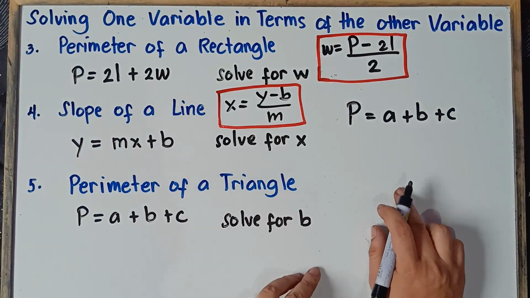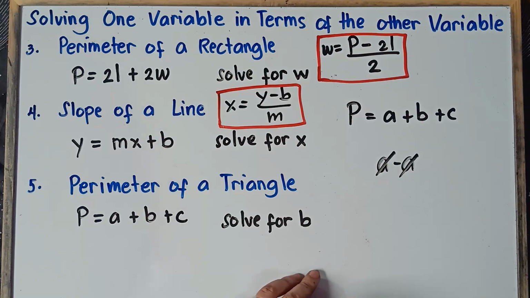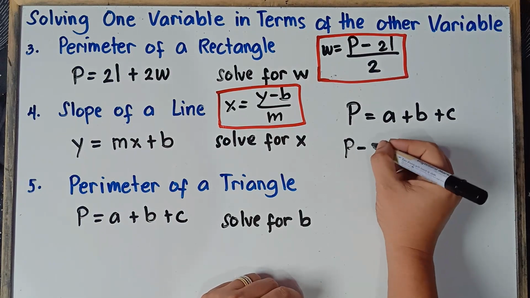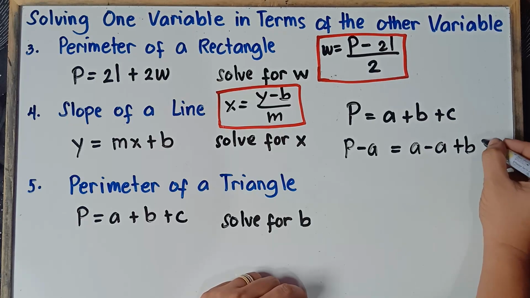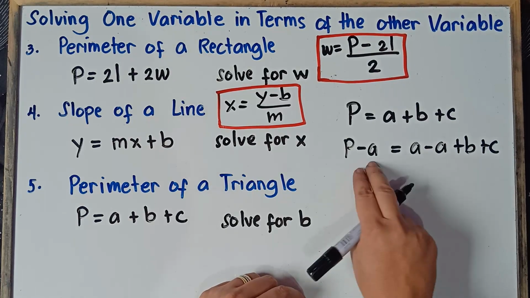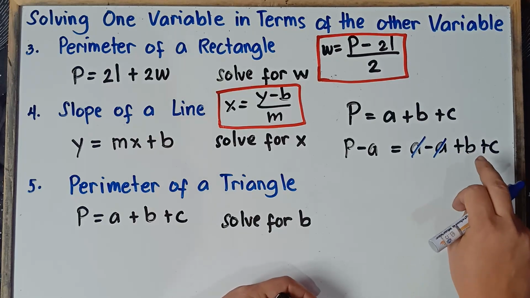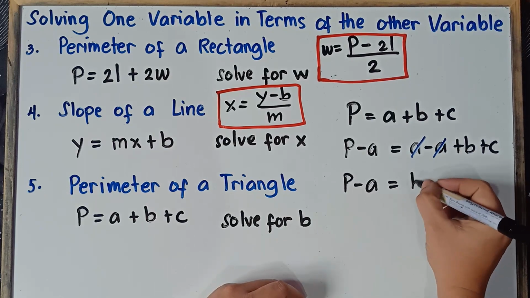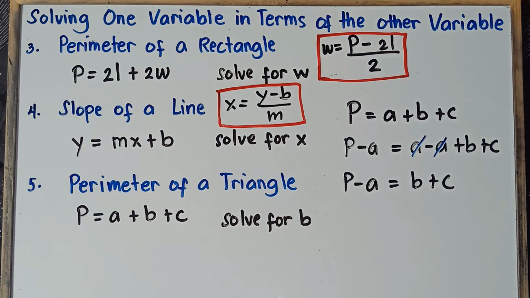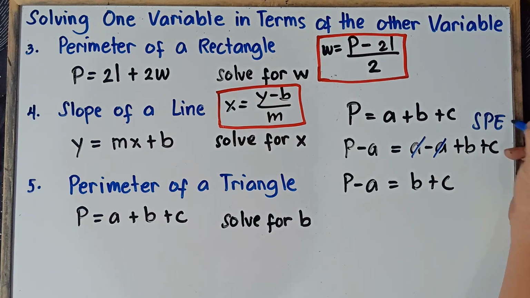So first thing to do, class, we can subtract both sides by a, because a minus a, we can just simply cancel this out. So this will be p minus a equals a minus a plus b plus c. And the remaining expression will be only b and c. So this will be p minus a equals b plus c. And we call this one subtraction property of equality.